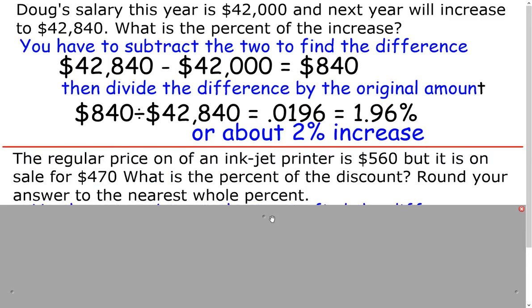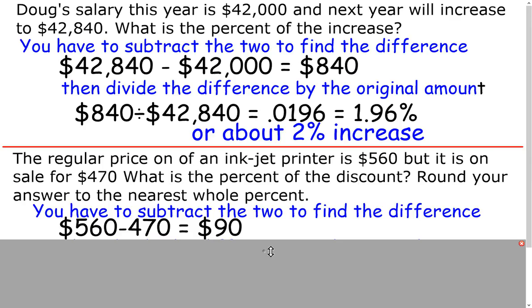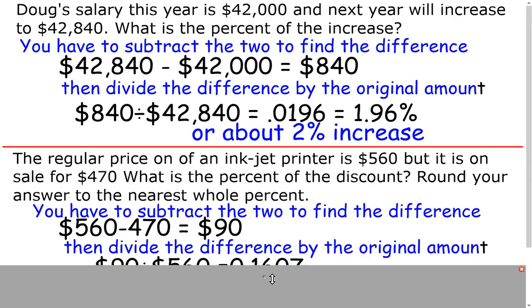Last problem, the regular price of an inkjet printer is $560, but it's on sale for $470. What's the percent of the discount? And round to the nearest whole percent. Same process here. Subtract the two to find the difference. Subtract and you get $90, and then we're going to take that difference divided by the original amount.